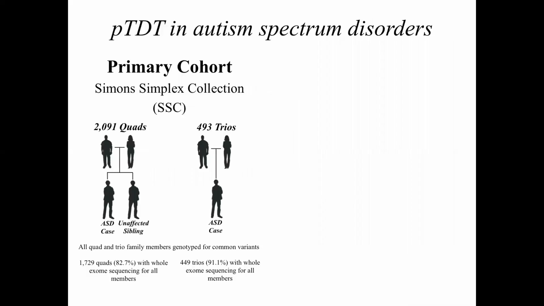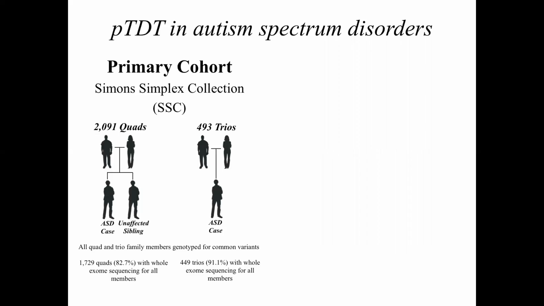The cohorts that we calculated polygenic risk scores for, about 6,500 in total number. The first cohort was the Simons Simplex Collection of about 2,500 families. Just over 2,000 are quads. So we have mom, dad, the autism case, and the unaffected sibling. Importantly, the parents are also unaffected, as well as nearly 500 trios, so without the unaffected sibling.